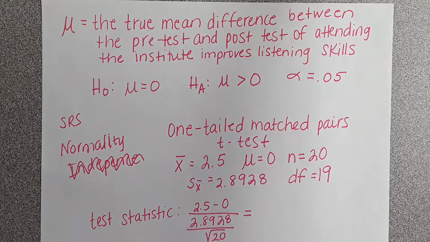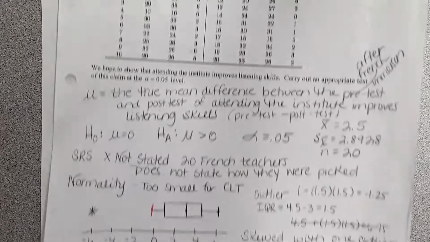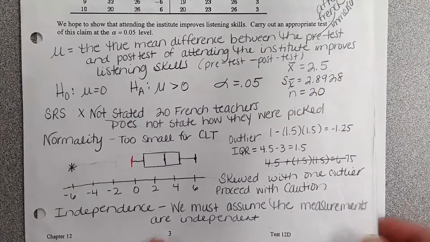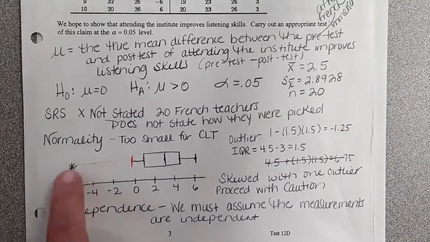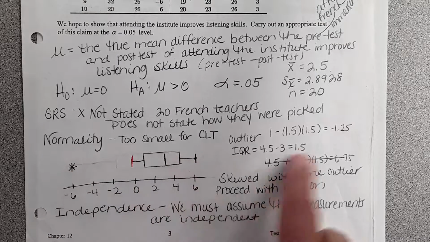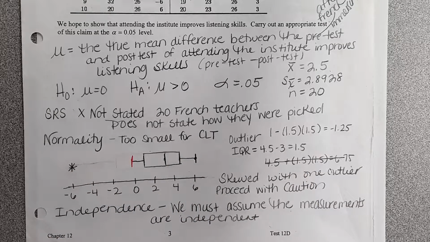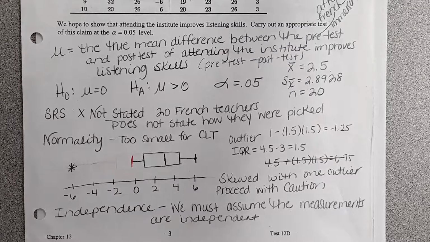And if you drew it, I'm just going to show you, because I've actually performed this problem. So this is what your box plot would look like. You have an outlier. It's skewed with one outlier. We need to proceed with caution. It didn't meet CLT. It didn't state in the problem that it followed a normal distribution, and we have an outlier. We need to proceed with caution.